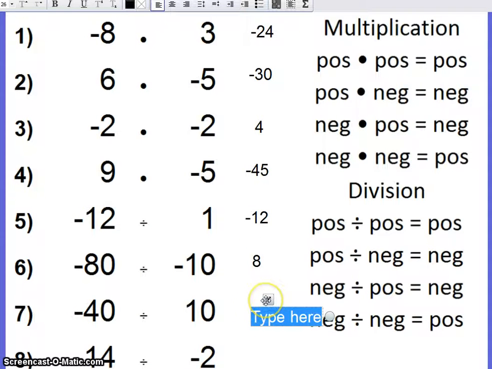Negative 40 divided by 10 is 4. And a negative divided by a positive is a negative. And then negative 14 divided by negative 2 is 7. And that will be positive 7, because a negative divided by a negative is a positive.